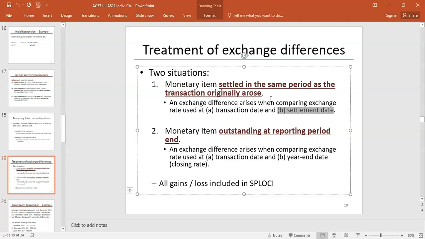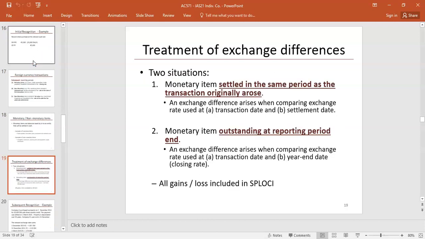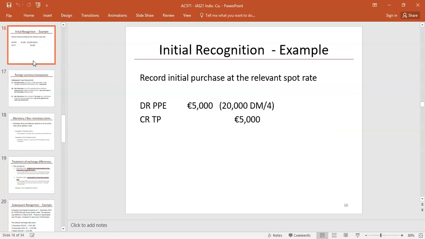The second one you have to think about a bit more, and this is what's going to happen in terms of our purchase of the property. This is where the monetary item is outstanding at the reporting period end. So what's happened is we've bought it on the 1st of December. We're not going to pay it until the 1st of March next year. So that means at the 31st of December, the end of our reporting period, we have to retranslate that trade payable, even though there's no transaction taking place. So you're going to have a foreign exchange gain.